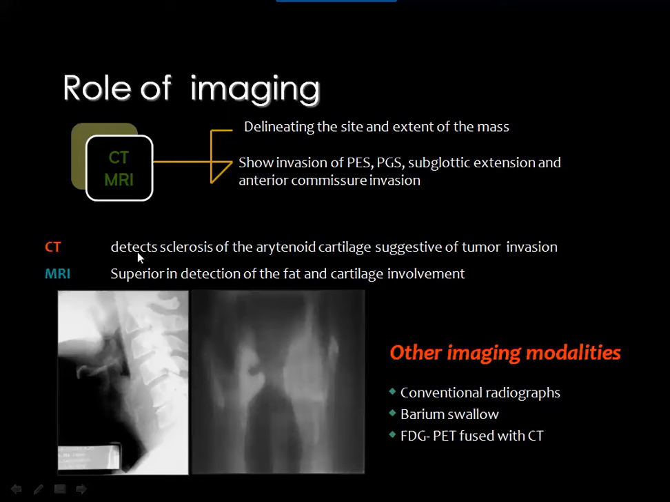Then CT detects bone sclerosis, especially of the cartilage, which may suggest the possibility of tumor invasion, but is not a diagnostic sign of invasion. And MRI is superior in detection of invasion of the fat planes as well as the laryngeal cartilage.